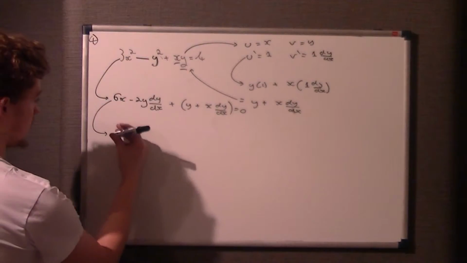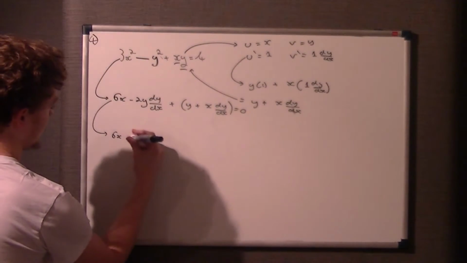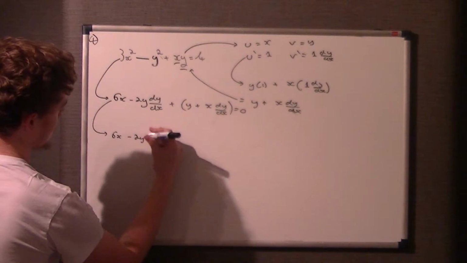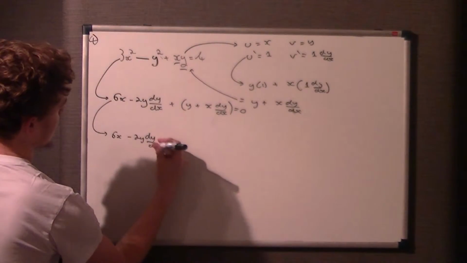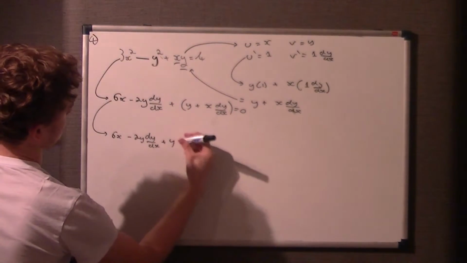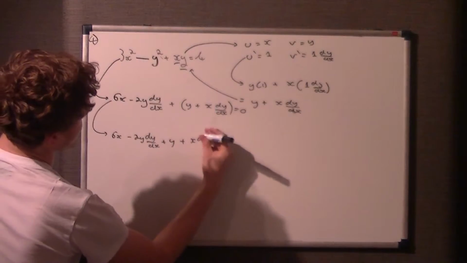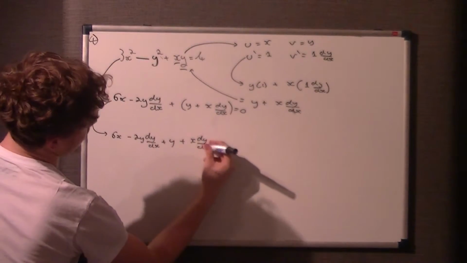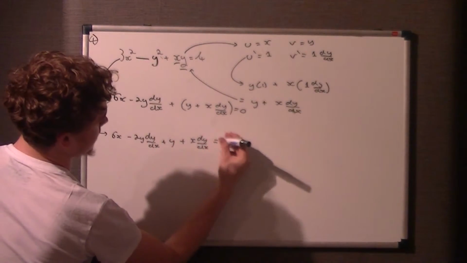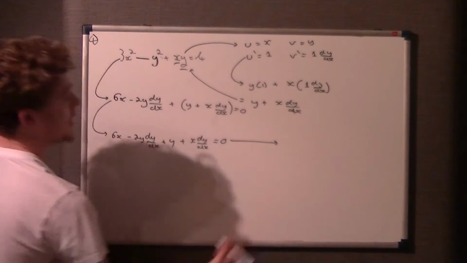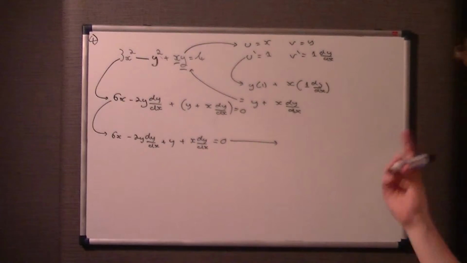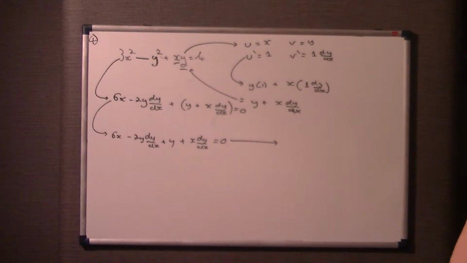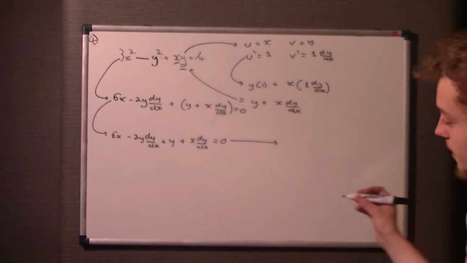Okay, so let's write this out as a full thing. So it's 6x take 2y dy/dx plus y, and we expand brackets, and that's plus x dy/dx. Then what we do is we group together the dy/dx terms, put them on one side, and put the standard terms on the other side. It doesn't matter which way around you do this, you should end up with an equivalent answer, when we make dy/dx the subject.